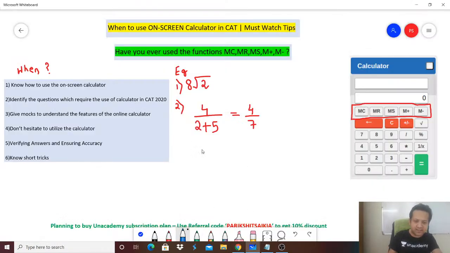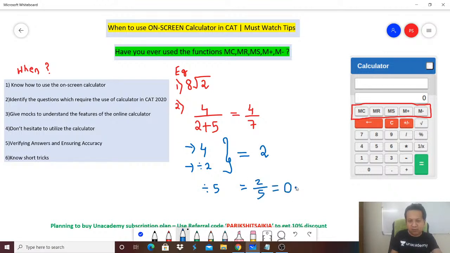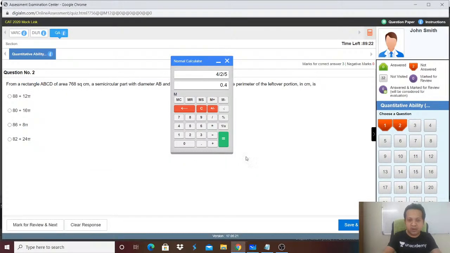What has actually happened is you first pressed 4 and then you pressed divided by 2. So what did the calculator do? The calculator took this as 2, and then when you divided by 5, the calculator divided 2 by 5 and got your answer as 0.4. So this is incorrect. You cannot do it this way. Remember, here what you need to do is 4 divided by 7. So you follow the bottommost rule. 4 divided by 7 will fetch you the correct answer.